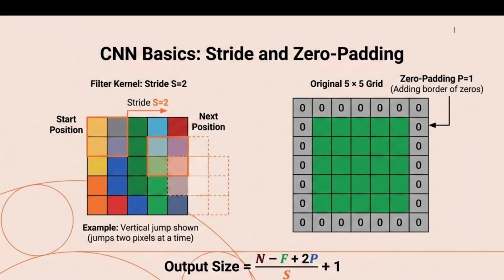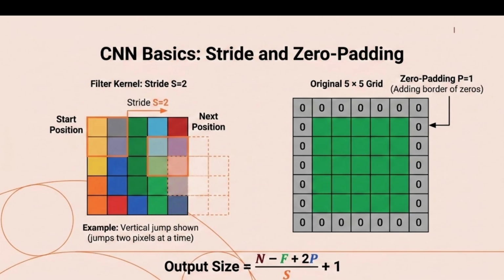Now, as we slide these filters around, we have three levers to control our output. First is the spatial extent, F, which is simply the size of our filter, usually 3 by 3 or 5 by 5. Second is the stride, S, which dictates how many pixels we jump when sliding the filter. A stride of 1 moves pixel by pixel, a stride of 2 skips every other pixel, shrinking our output.